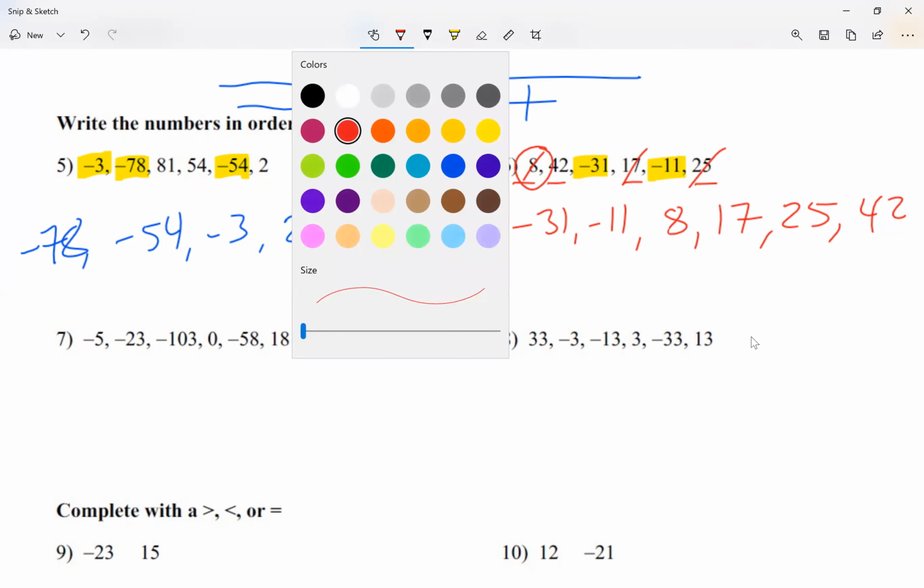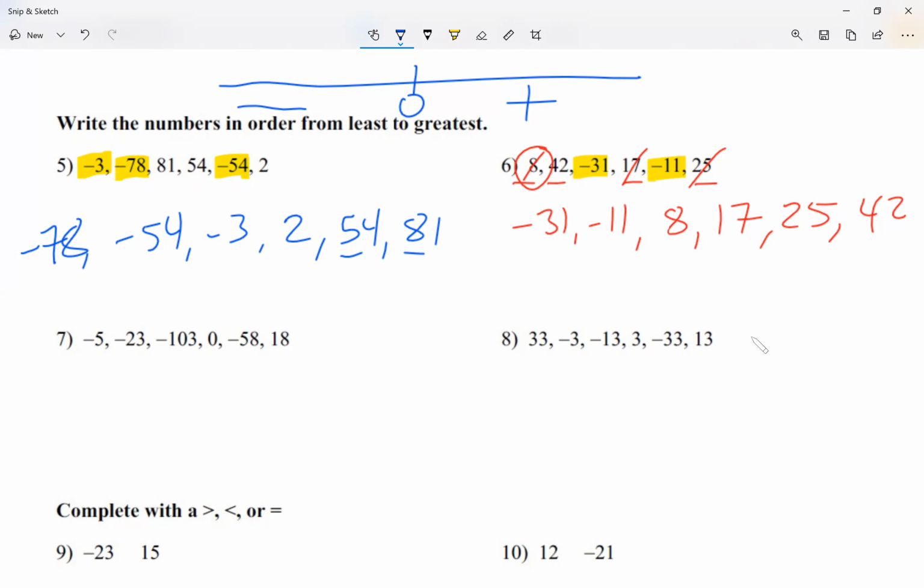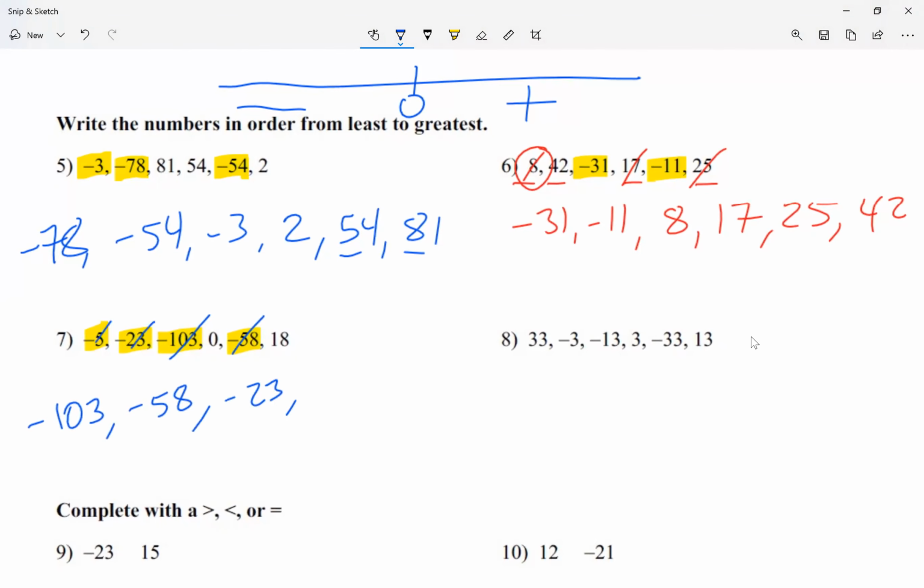Okay, let's do this again. Let's take a look at question number 7. First of all, let me look for negatives. Negative 25, negative 23, negative 103, and negative 58. First I'm looking at those that have 3 digits. So negative 103. Let me cancel it out, so I tell myself I already used it. And then I'm going to go negative 58, negative 23, and then lastly negative 5. I listed all my negatives.